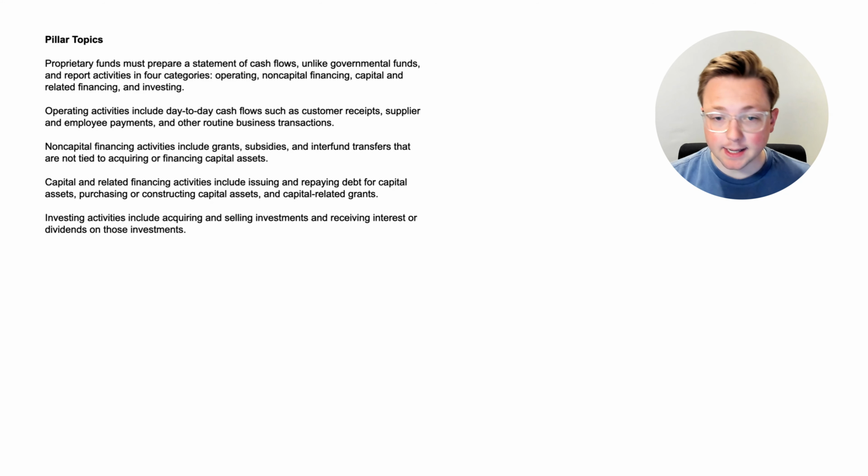Operating activities include day-to-day cash flows such as customer receipts, supplier and employee payments, and other routine business transactions. Non-capital financing activities include grants, subsidies, and interfund transfers that are not tied to acquiring or financing capital assets. On the other hand, capital and related financing activities include issuing and repaying debt for capital assets. It's kind of in the name there. Purchasing or constructing capital assets, and capital-related grants. So again, everything that has to do with capital assets or capital in general usually is going to have to do with capital and related financing activities. And then finally, investing activities include acquiring and selling investments and receiving interest or dividends on those investments. So again, those are the 4 categories for the statement of cash flows for a proprietary fund.